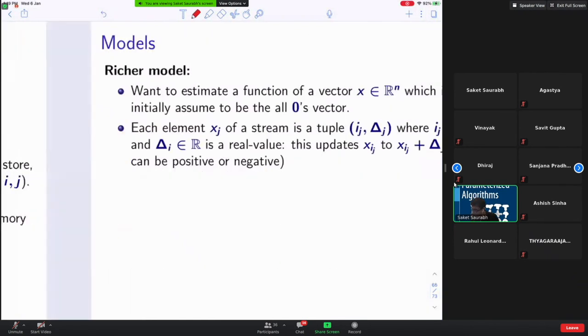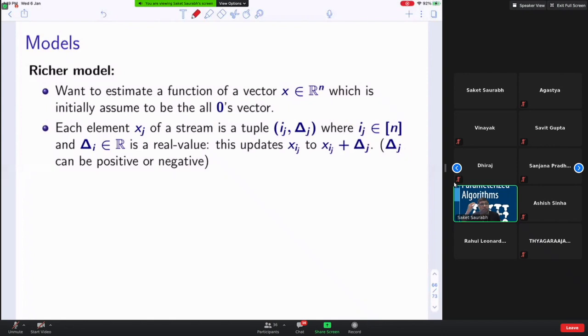Now, in this model, we wanted to estimate a function of a vector x in R^n, which is initially assumed to be the all zeros vector. Each element x_j of a stream is a tuple (i_j, delta_j), where i_j is in [n] and delta_j is some real value, and you want to update the i_jth coordinate with this. How will you go about doing it?